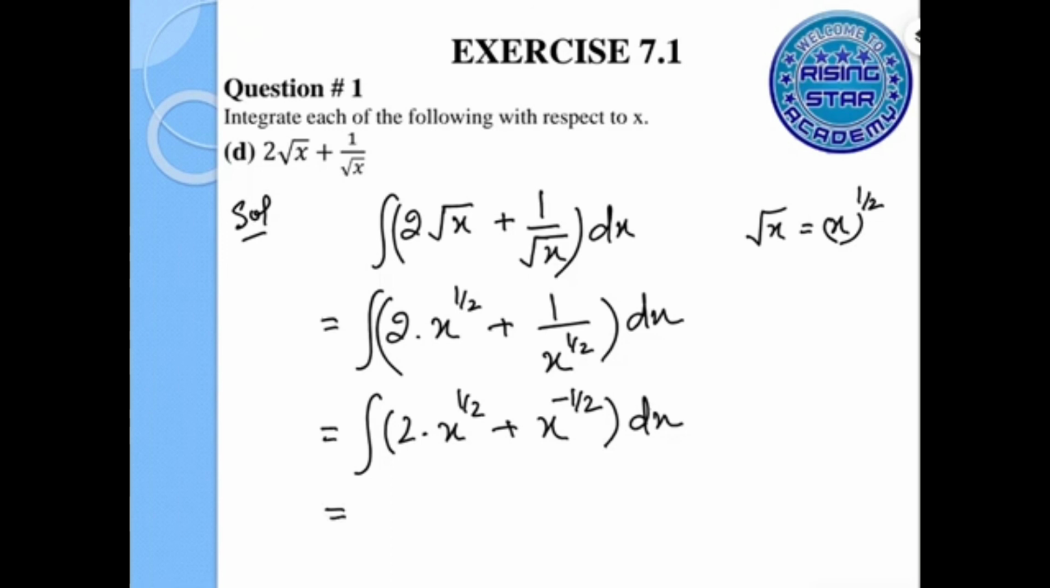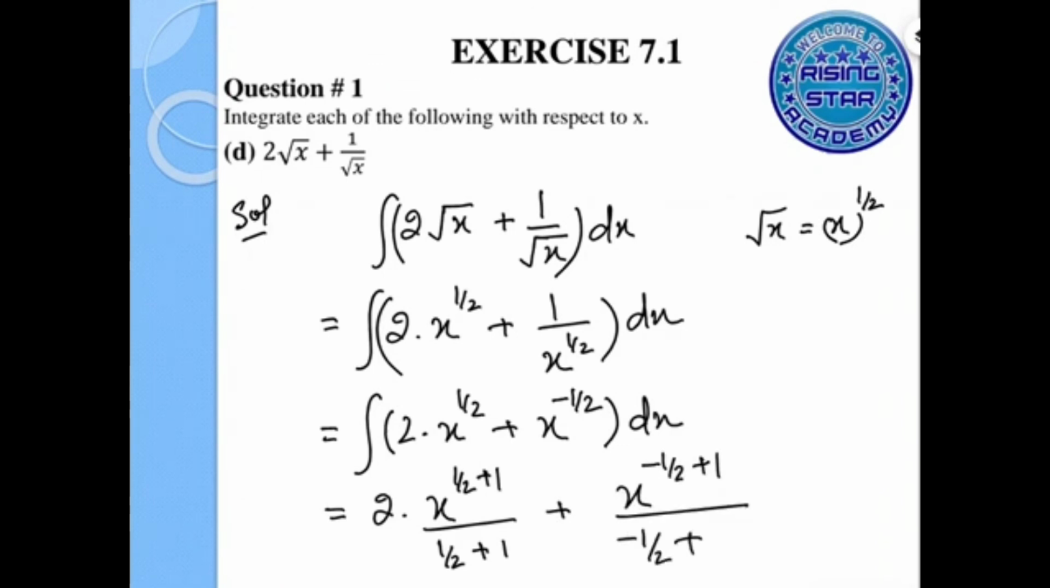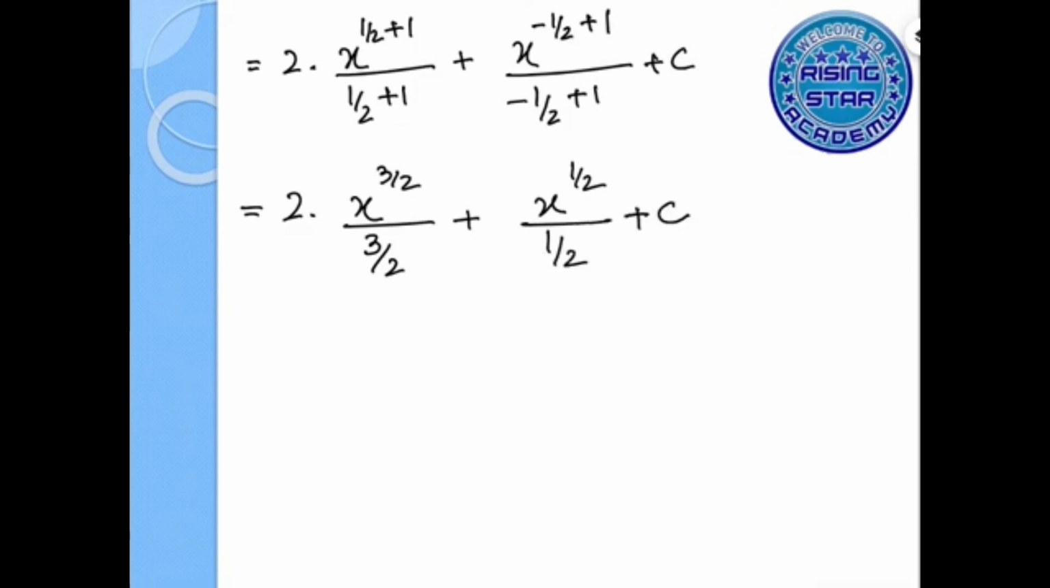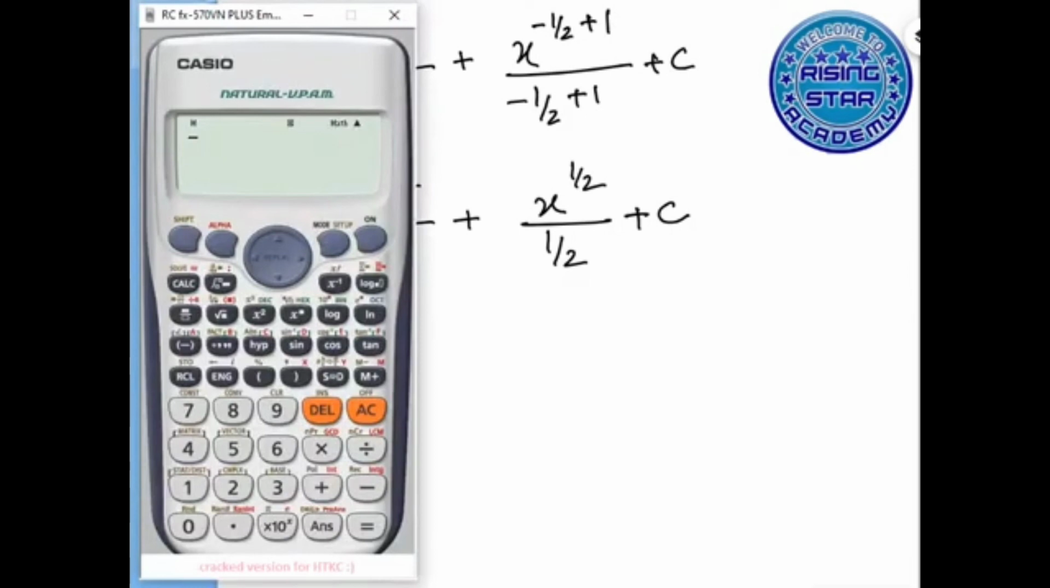Now we will integrate it. So 2 into x to the power of half plus 1 over half plus 1, x to the power of negative half plus 1 over negative half plus 1 plus c. Simplify it further. Okay, so 2 into x to the power of 3 over 2 over 3 over 2 plus x to the power of negative half plus 1 would become positive half, and here positive half as well. So let's check the calculator. So negative half plus 1, that would become positive half.